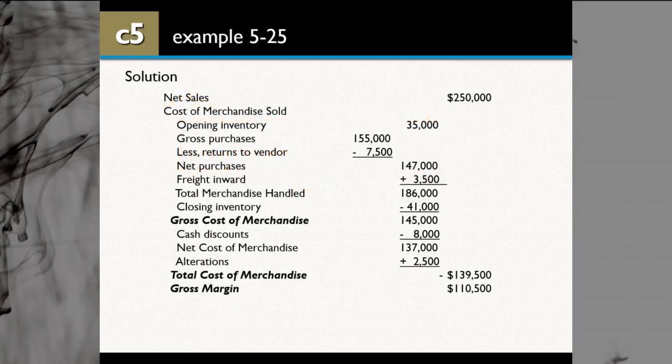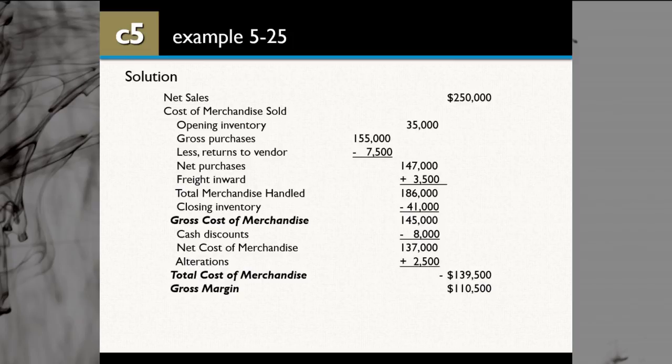Then let's look at this example. This shows you lots of information, but I'll show you the big picture. It gives you the information about the net sales, and also the cost of merchandise sold. And also it gives you the gross cost of merchandise and total cost of merchandise. And you also have the gross margin information there.